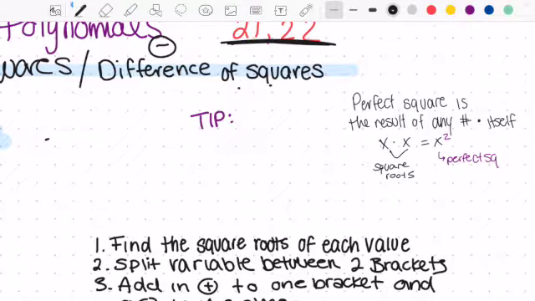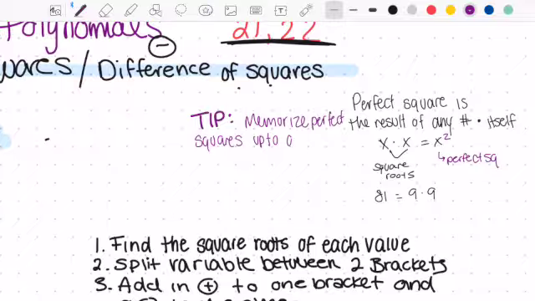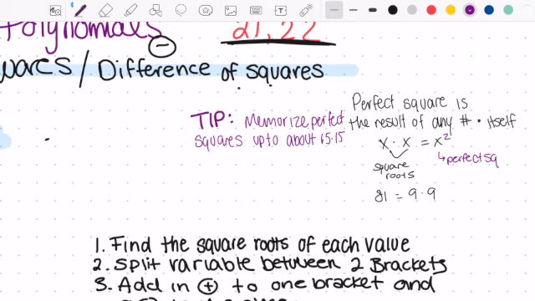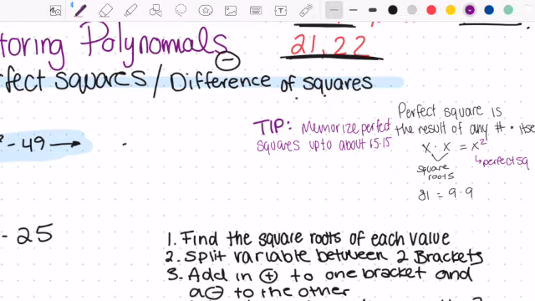Now a number value might be 81, which is 9 times 9. So those are some perfect squares. Now a tip for you guys, memorize the perfect squares up to about 15. That's kind of your key and what you're going to be working with most of the time here. So that means 1 times 1 is 1, and 2 times 2 is 4, and 3 times 3 is 9, and so on. And so that's kind of just your tip.